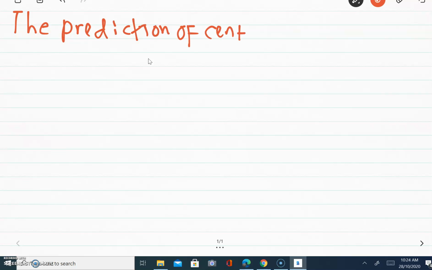Today we are learning about the prediction of central atom in hybridization.